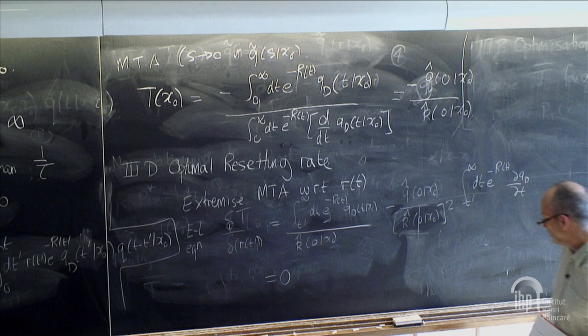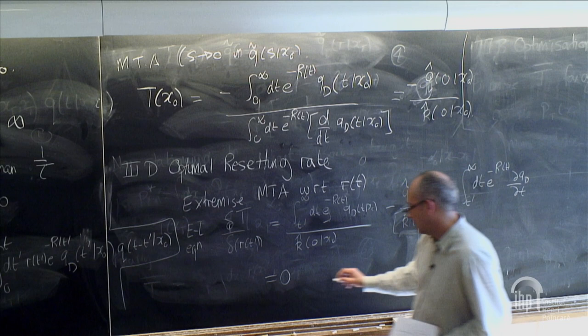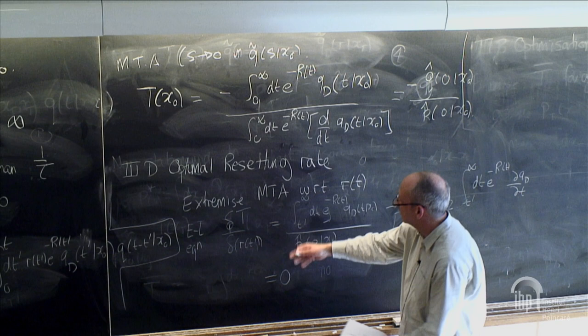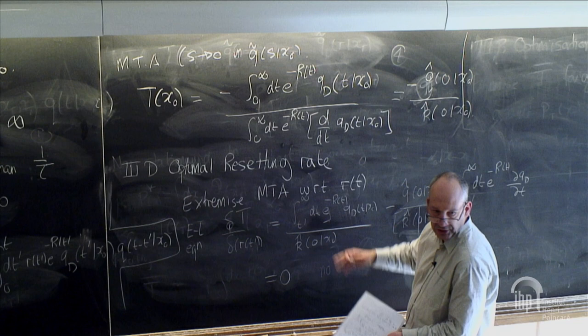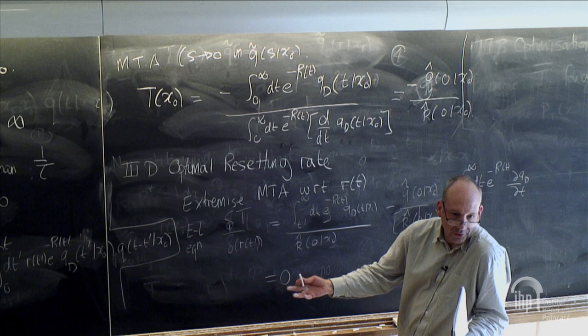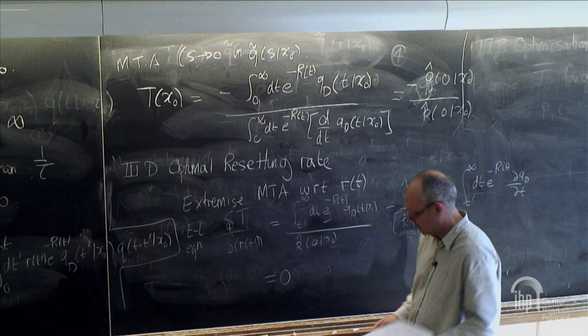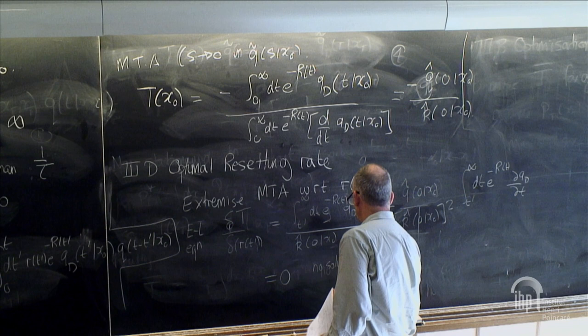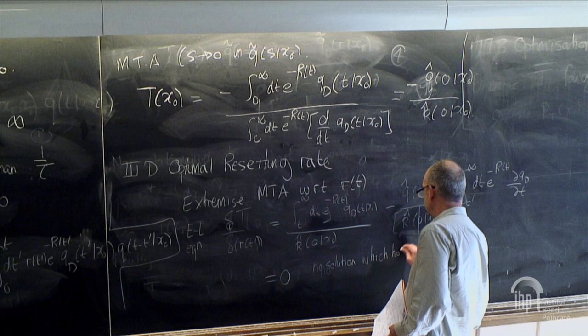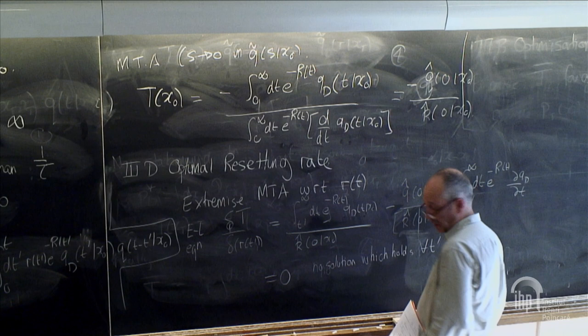The reason is basically that t prime just appears in the integral. So if this were equal to zero, you can take a derivative and you'll get an equation that depends on t prime. You can't solve it for all t prime, you can only solve it for particular values. Let me just tell you that: there's no solution which holds. Too bad.